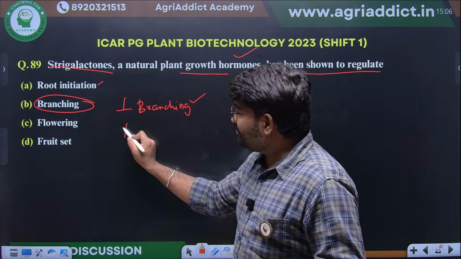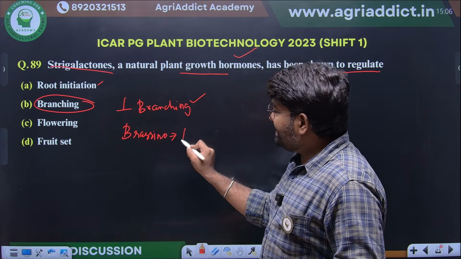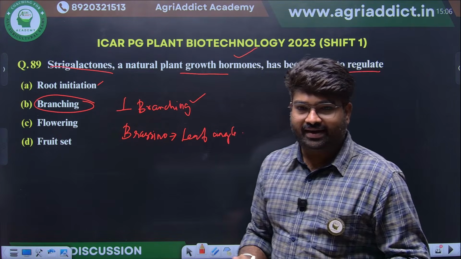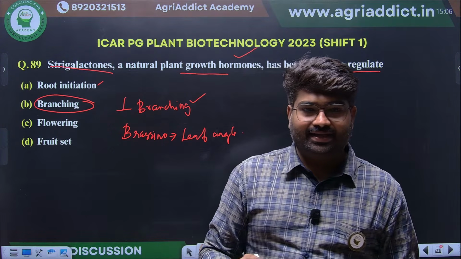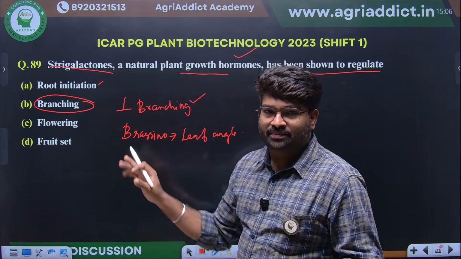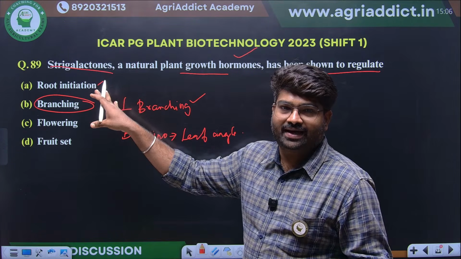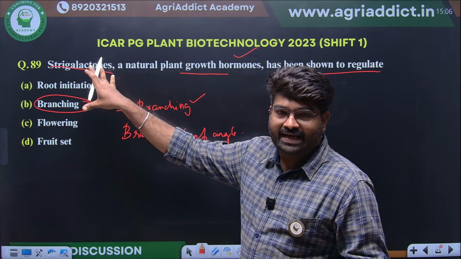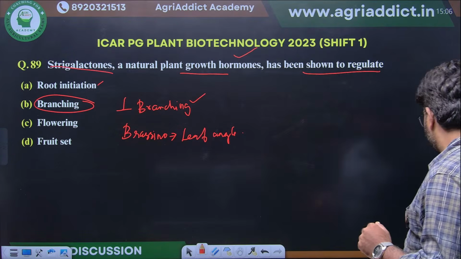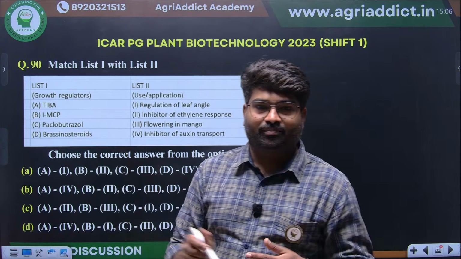And specific for brassinosteroid, if you see what it will do, leaf angle will be regulated. Clear? Students, clear? Yes. So the specific function for strigolactone is branching. Students are going to make wrong answers in these questions. So you have to read and grasp the question properly, then you answer. So the right option is branching.